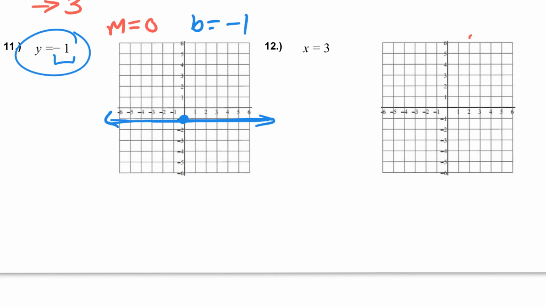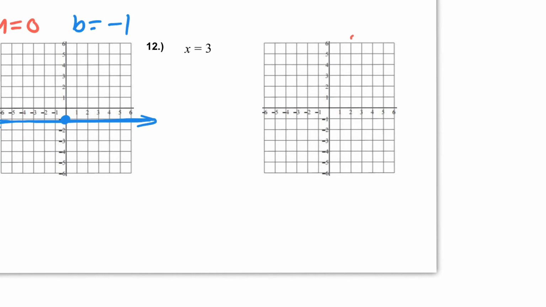Okay. Number 12, last example here, we have the equation x equals 3. Now, if you think back to when we graphed this, or when we talked about slope, anytime we had the equation x equals a number, okay, that was a vertical line. So y equals a number is horizontal, x equals a number is a vertical line. So for a vertical line, our slope is undefined. So the slope of this line is undefined because it goes straight up and down.